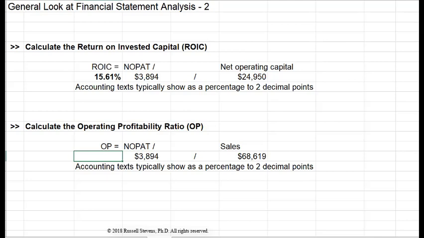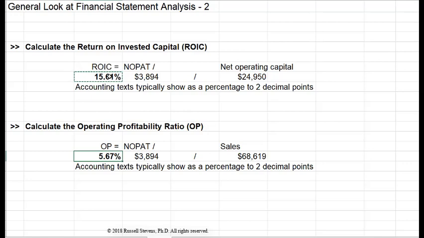To make life easier, there is a shortcut that can be used to enter the formula for OP. Since the formula and format is the same for OP as it is for ROIC, we will copy the formula from one to the other. To do so, highlight the 15.61% and on your keyboard hold down the Control key and press the C key. Next, highlight the cell under OP and hold down the Control key and press the V key. The result is 5.67%, and you learned an Excel trick.